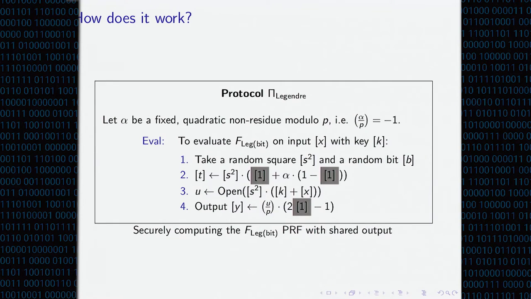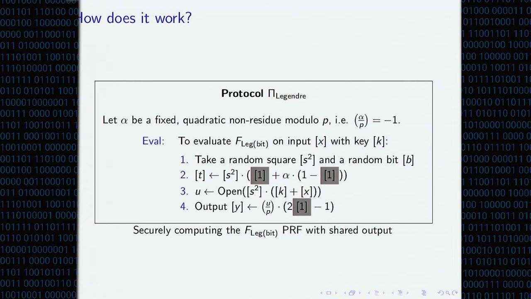What does it say? So let's simplify this. Let's say that b is 1. Okay, if b is 1, then in the second line, we have that t is equal to s squared. So that's a random square. If we compute the Legendre symbol of that square, it will give us 1 because it's a square. Our observation was that the Legendre symbol is multiplicative, and if we multiply k plus x with the square s squared, it will give us the Legendre symbol of k plus x. And to obtain the output in secret share form, we just multiply it by the share of the bit, 1.